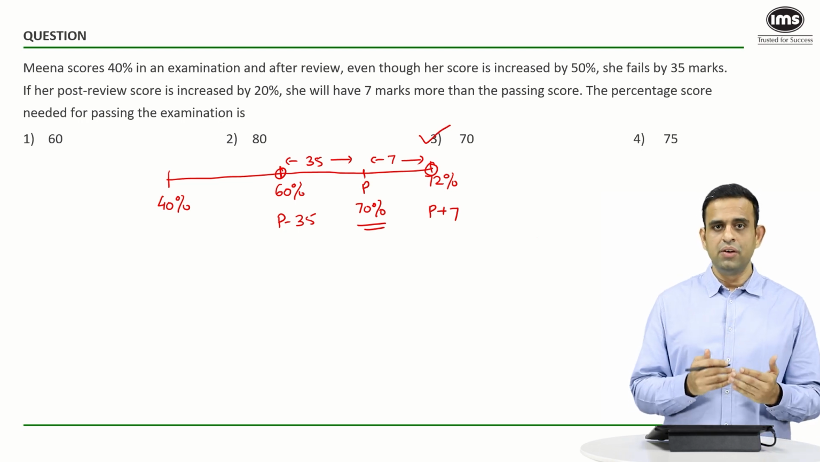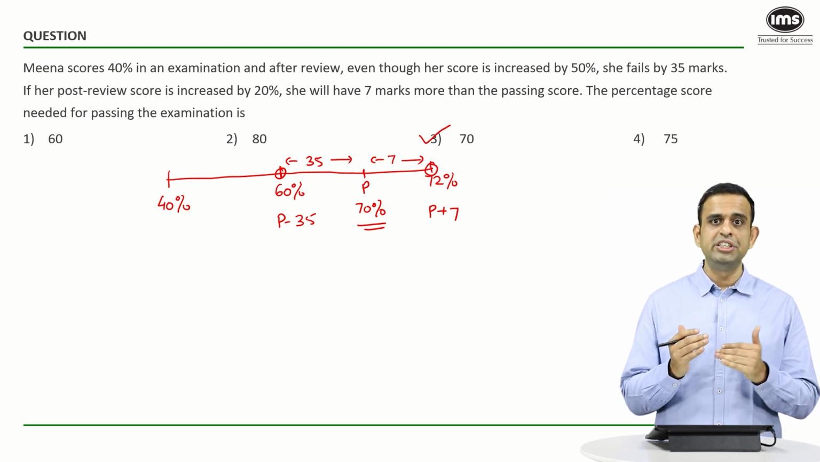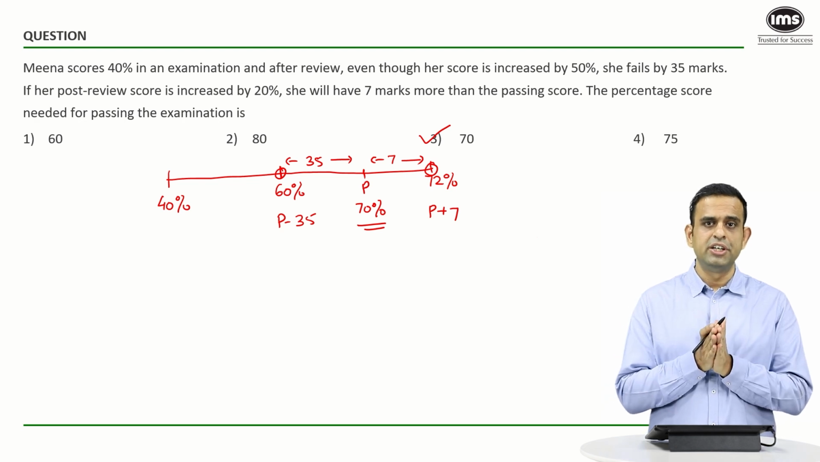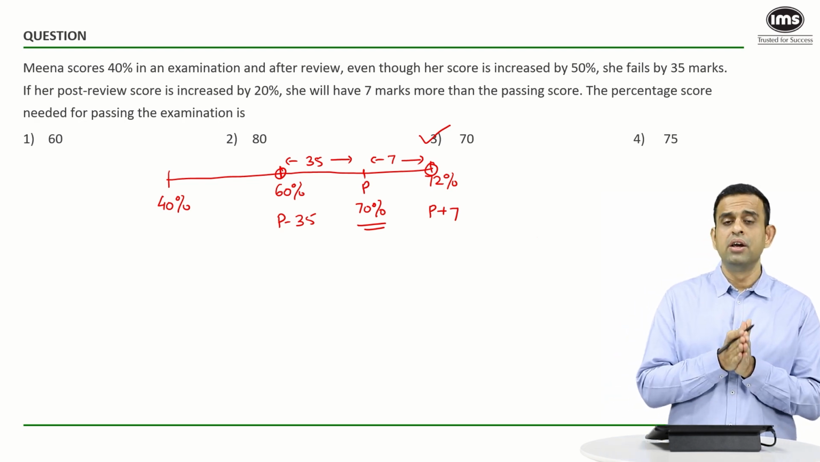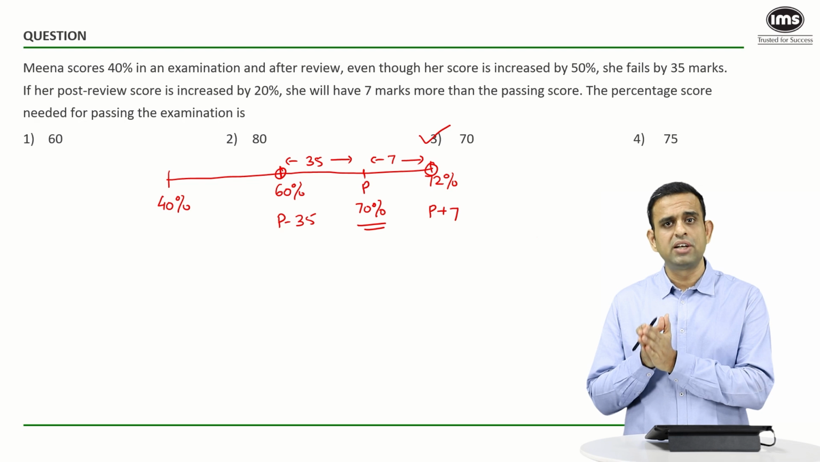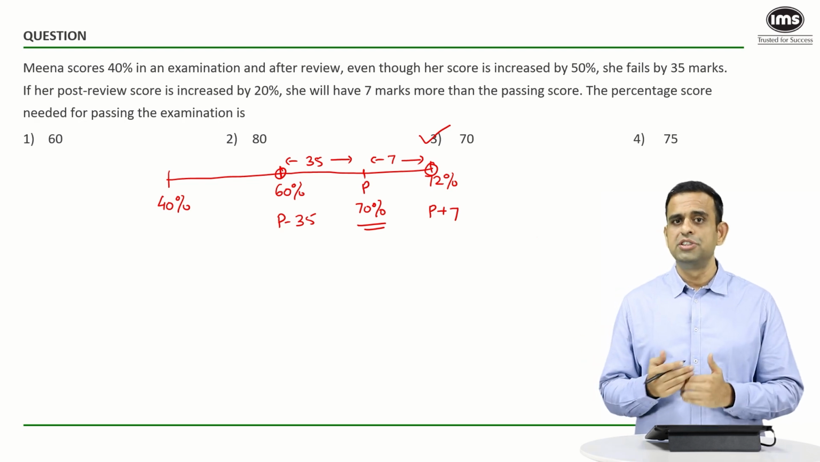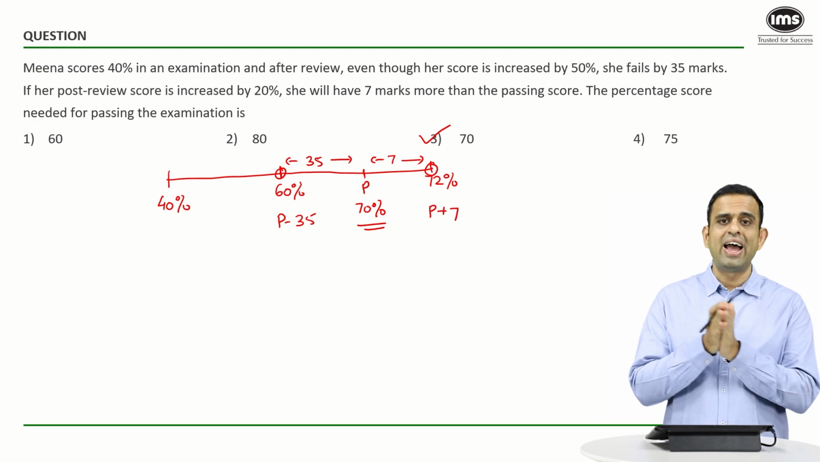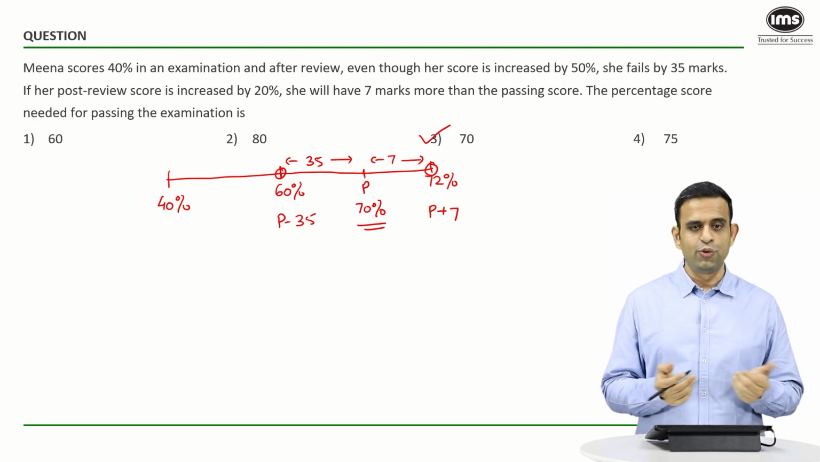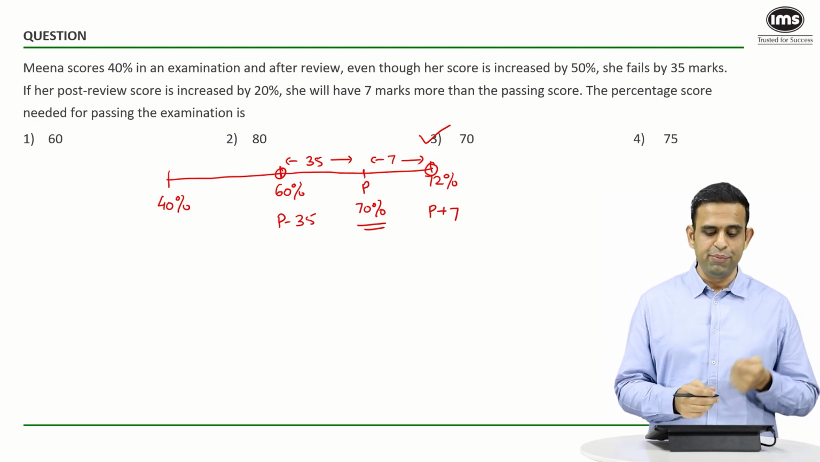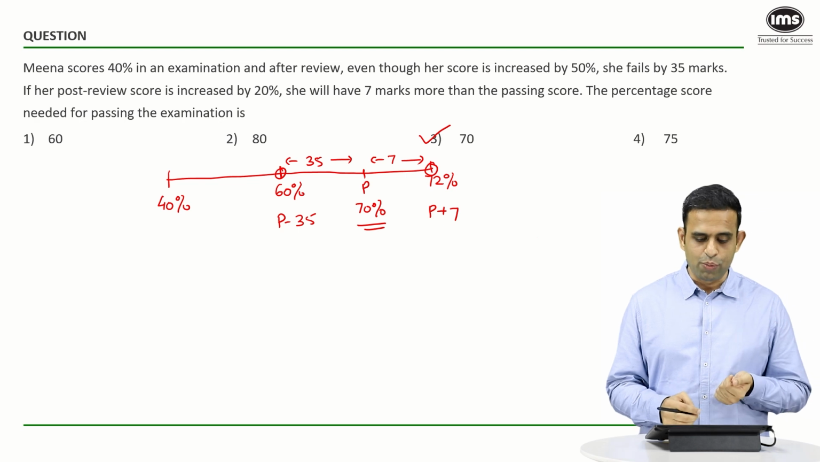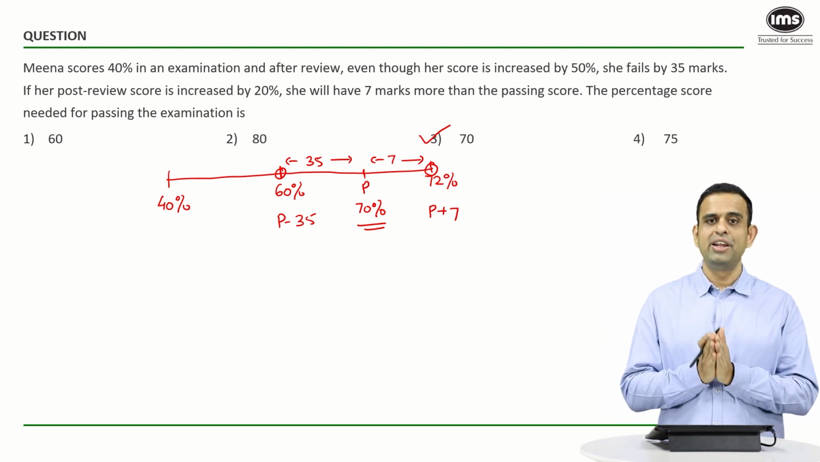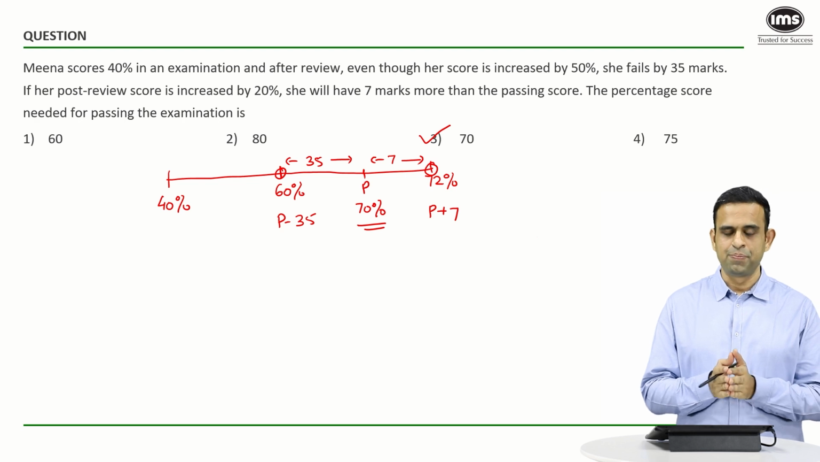Now another way, without calculating this number, if you see the options very cleverly, can we say that once she gets 60% marks, she fails by 35 marks. If she gets 72% marks, she passes by 7 marks, which simply means that the passing percentage definitely has to be between 60 and 72. So if you look at the option choices, the answer can't be option number 1, the answer can't be option number 2, the answer can't be option number 4. So the answer definitely has to be option number 3 here.